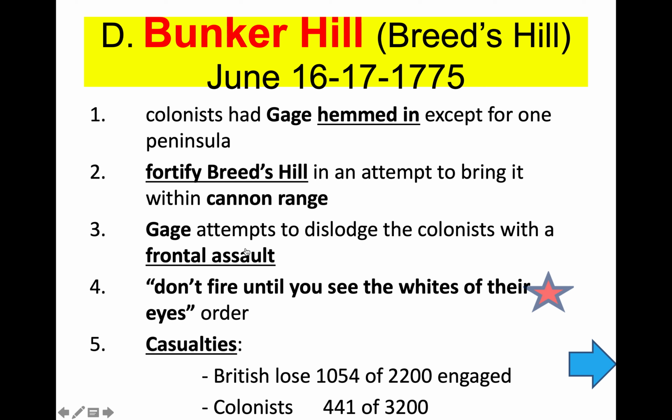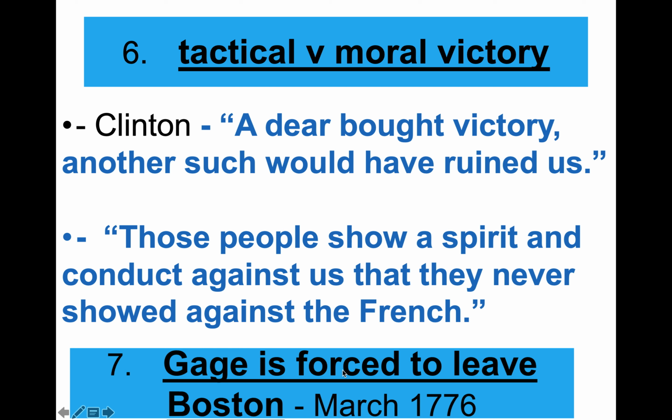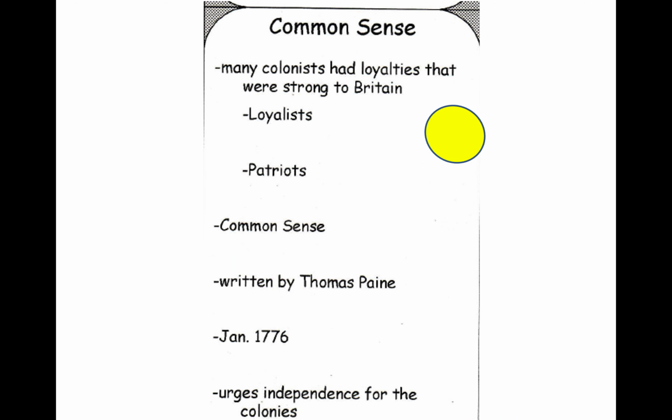Bunker Hill's next. Technically a British win, but when you look at the casualties, it's hard to call it a British win. Matter of fact, a British general will say, "A dear bought victory. Another such would have ruined us. And those people show a spirit and conduct against us that they never showed against the French." Gage is forced to leave Boston. So the Americans are actually showing some muscle here.